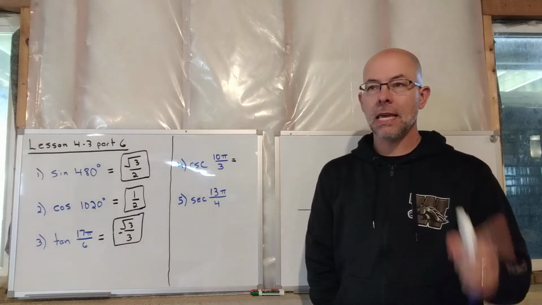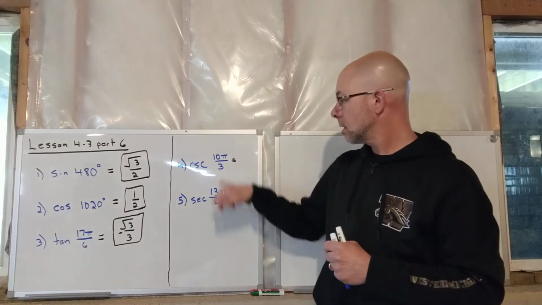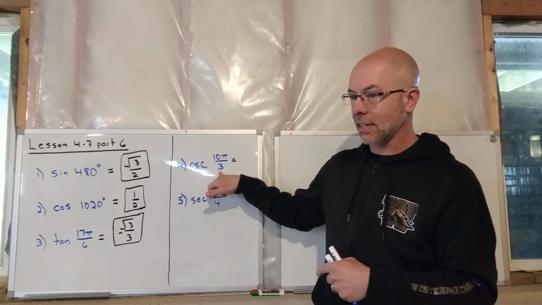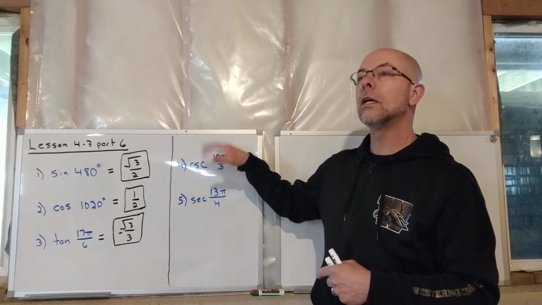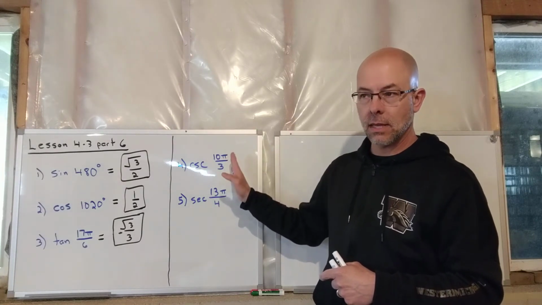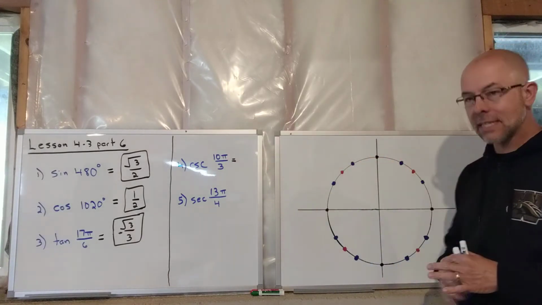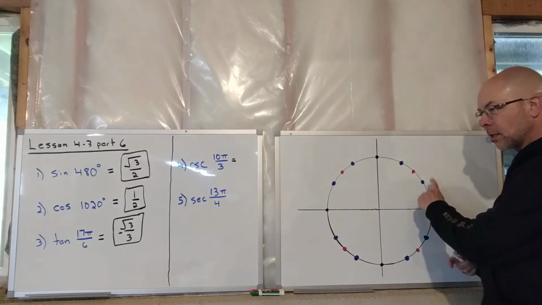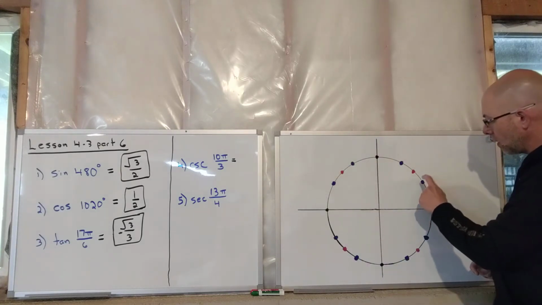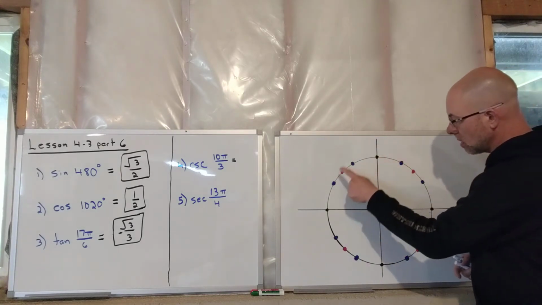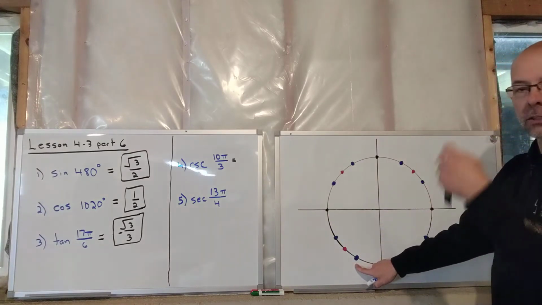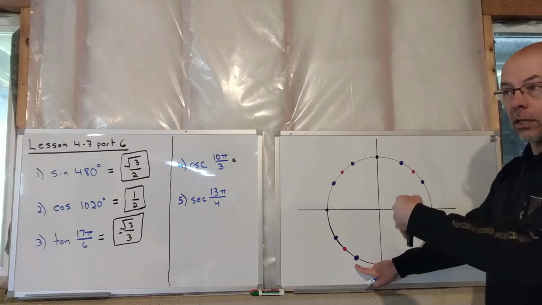10 thirds can be easily changed into sixths. 3 times 2 is 6. So if you times this by 2, it's 20 sixths. I need to count 20 sixths to find my location. Now remember, we already did this once, so once around's 12, 13, 14, 15, 16, 17, 18, 19, 20. 20's right here. That's 20 sixths, 10 thirds.